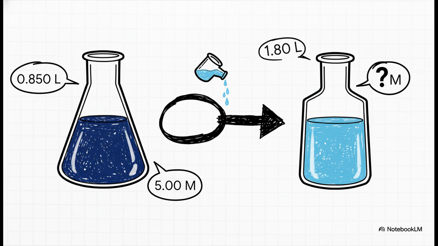Imagine you're in a lab, and you have a big bottle of what's called a stock solution. It's very concentrated. You take 0.850 liters of this 5.00 molar solution, and you add enough water to bring the total volume up to 1.80 liters. What's the new, weaker concentration going to be?